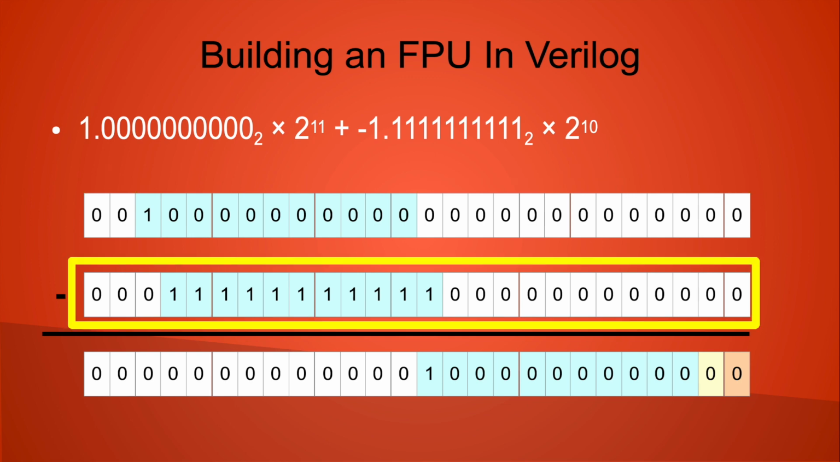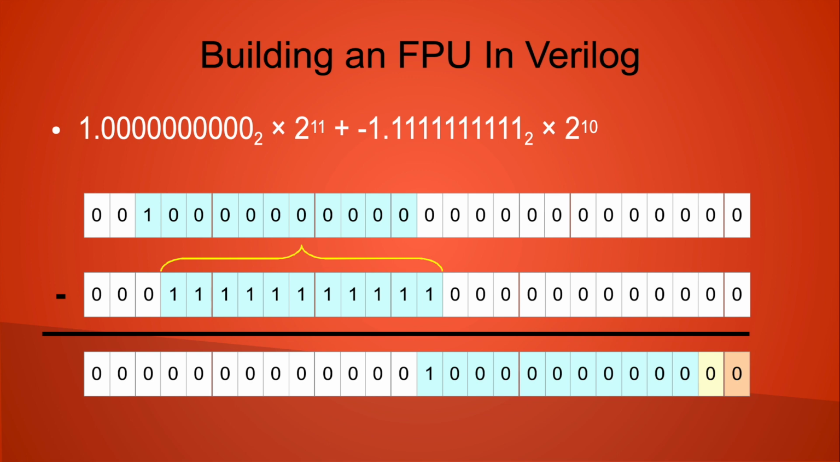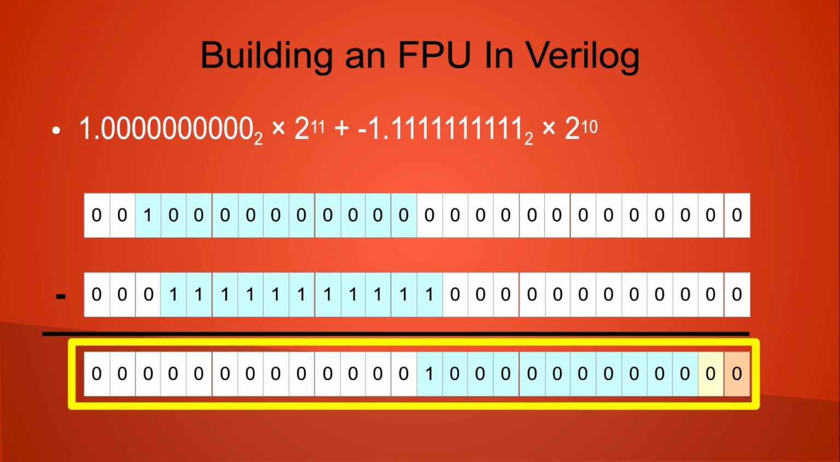The middle register is the addend sig register, and it holds the right shifted significand. Like the augend sig register, the 11 bits holding the actual significand have a light green background. The remaining bits of the register have a white background, and again, all contain 0. The bottom register is the sum sig register. More precisely, in this case, because the numbers being added have different signs, the sum sig register holds the difference of the augend sig and addend sig registers.